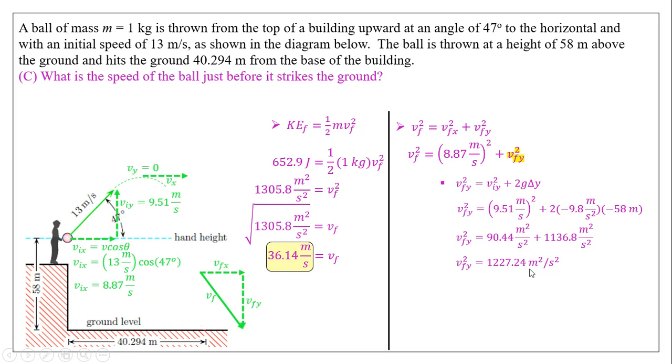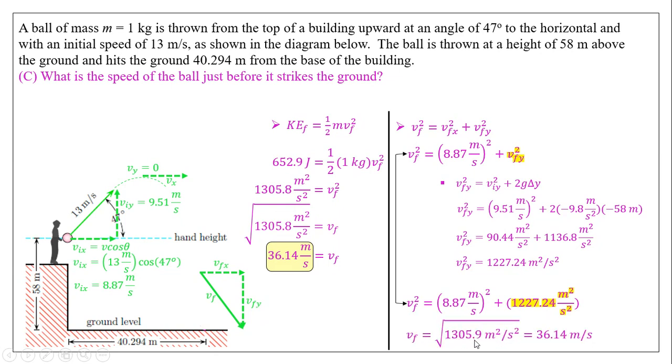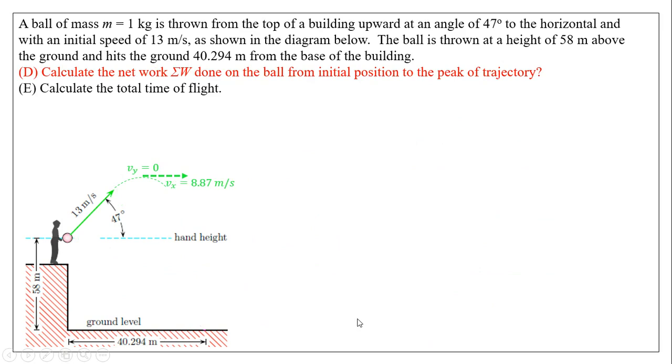All right. Other than that, I'm just going to carry the statement down. So Vf squared is equal to 8.87 squared, and then the whole term, Vfy squared itself, is equal to 1227.24. And if you square 8.87 and then add it to the 1227.24, you'll get 1305.9. But then don't forget, we're trying to get Vf. So therefore, to get Vf, square root both sides. And if you square root 1305.9, you'll get 36.14, which is the same as doing just the kinetic energy. I would use the left side because it's much quicker. Okay. All right. Other than that, let's go ahead and crack out part D and E.